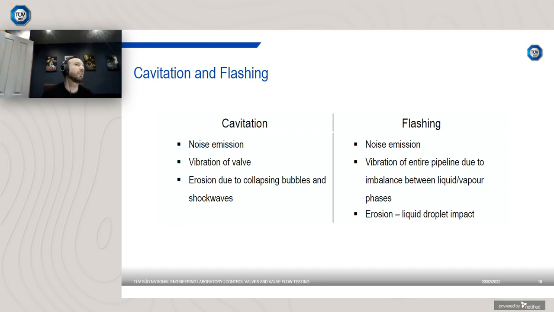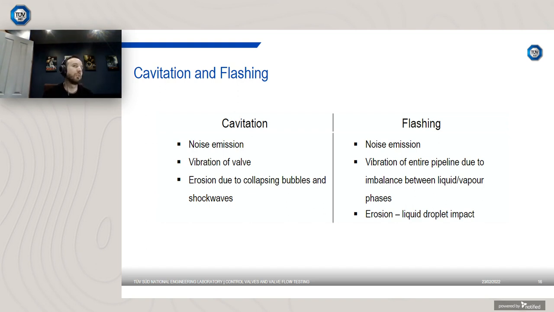So both of these are generally undesirable. You want to avoid them for control valves. Cavitation can result in significant noise emission, so this action of implosion of the vapour bubbles results in serious noise. It can lead to serious vibration of the valve. So if there are moving parts in the valve, over time it's going to damage them. And it can lead to erosion, so material loss due to collapsing bubbles and shock waves. So it can damage the valve over time.